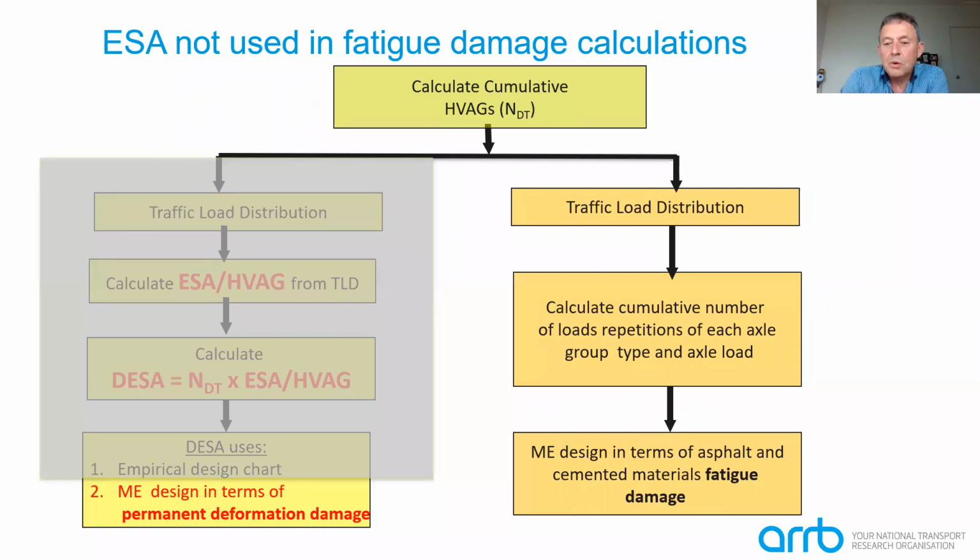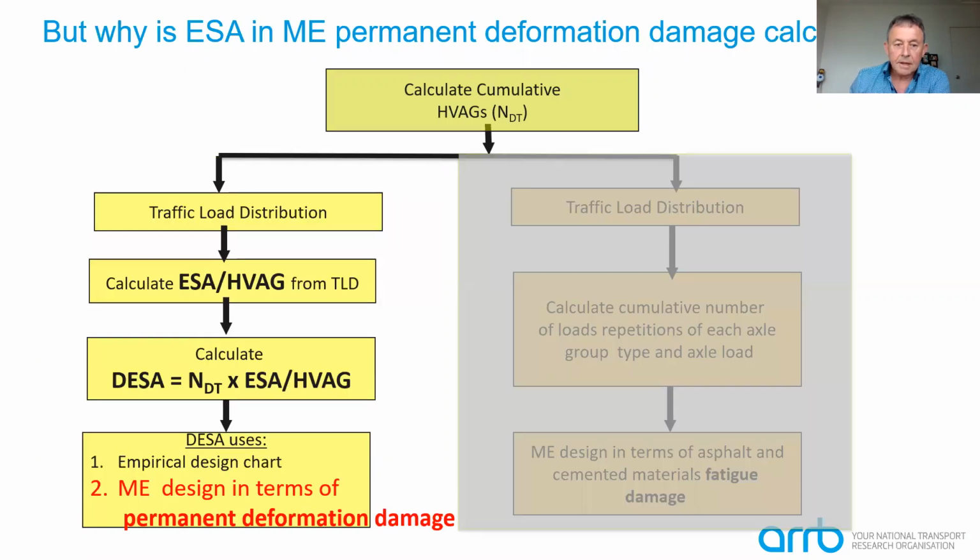So for that reason, when we're looking at the fatigue calculations, fatigue damage, we can't use the ESA unit and we have to use a more complex method of looking at the damage under each axle group load of each axle group type. But we do use ESAs in the mechanistic empirical method for the rutting damage calculations, the permanent deformation damage. And the question is, why do we use ESAs in that case and not the fundamental method?